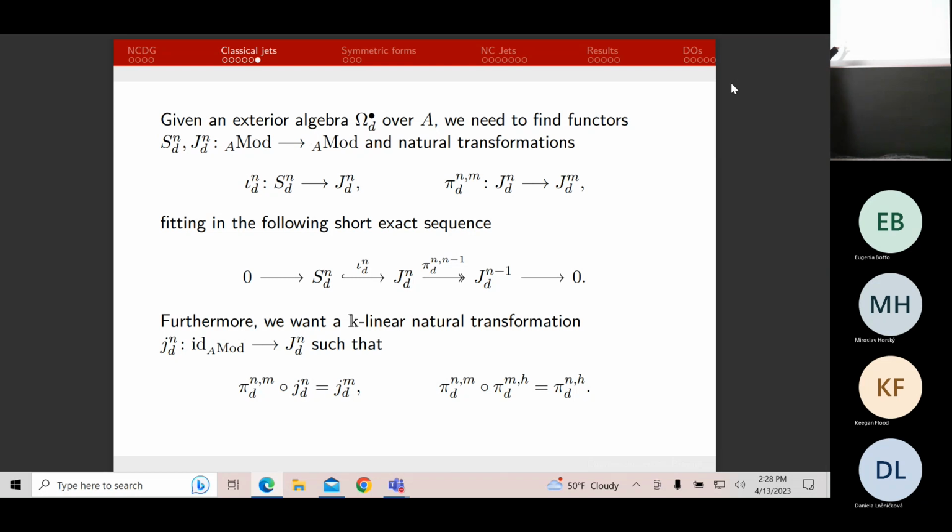And this must be such that this is a short exact sequence, and furthermore, we ask that there is a k-linear, and let me stress this again, it's not C-infinity-linear, k-linear natural transformation from the identity to J^n. So it means that evaluated at each bundle, so each C-infinity(M) module, the module will be mapped into its jet module. And of course, we need these two relations to still hold. So these are the minimal requirements for our notion to make sense.